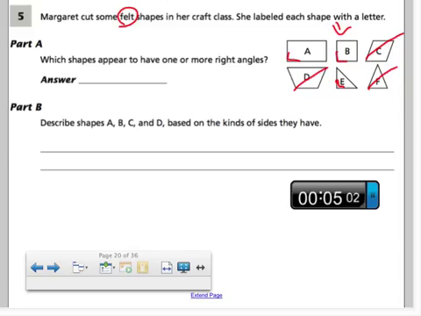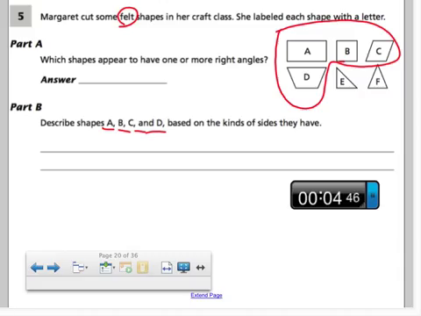Then part B says, describe shapes A, B, C, and D. So not the triangles, but everything else. These guys. Based on the kinds of sides they have. All right, so A, what kind of sides does it have? Not sure what to say? Well, I don't want to give too much away. It's your homework after all. But I will tell you one thing. You want to write about if any sides are equal, because some sides are and some sides aren't. You want to write about if sides are parallel, because I bet you if you look closely, you'll see some parallel sides. And you want to write about if there's any sides that maybe create perpendicular lines.